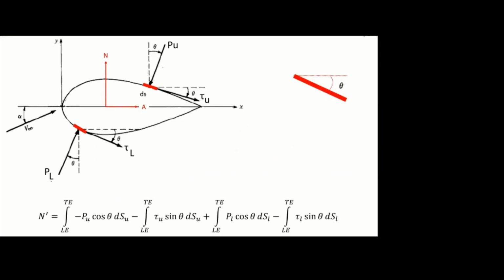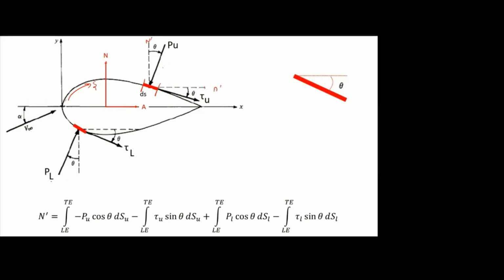Okay, so here we are finding. This is the flow over the aerofoil. First I am taking one small area ds. Assume the length varies along this s direction. I am taking one small area ds on the upper surface, and this line shows the normal force direction. This shows the axial force direction.